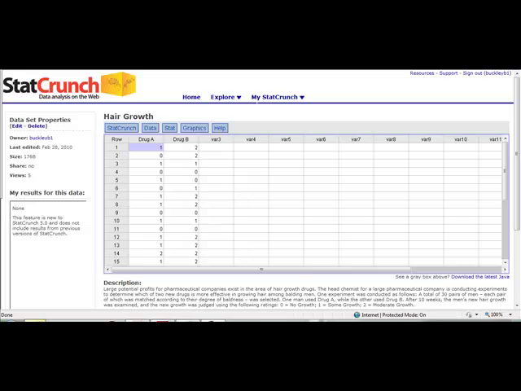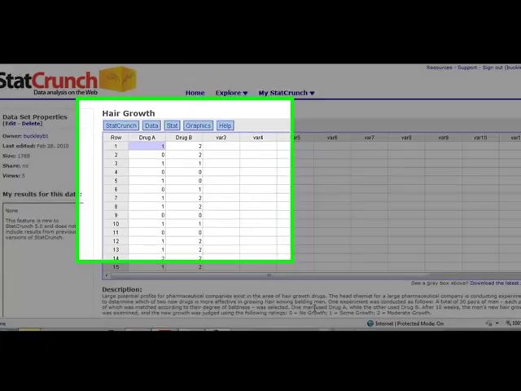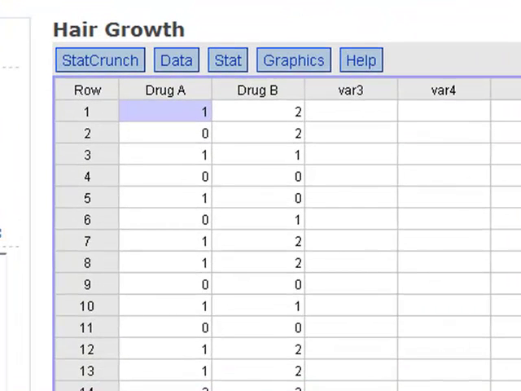So for instance, if we consider this first row of the StatCrunch dataset, we'll see that the man who received drug A gave a response of 1, which corresponded to some hair growth, while the man that was given drug B gave a response of 2, which corresponded to moderate growth. Now, the purpose of the test is to determine if there's a difference in the two drugs. So in order to do that, the first thing that we have to do is calculate how different the two drugs are.